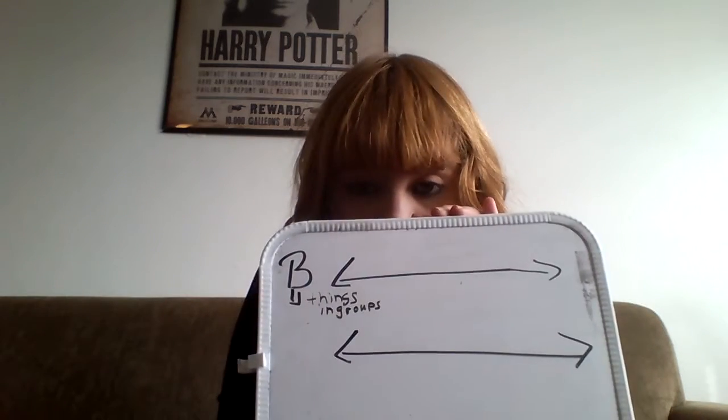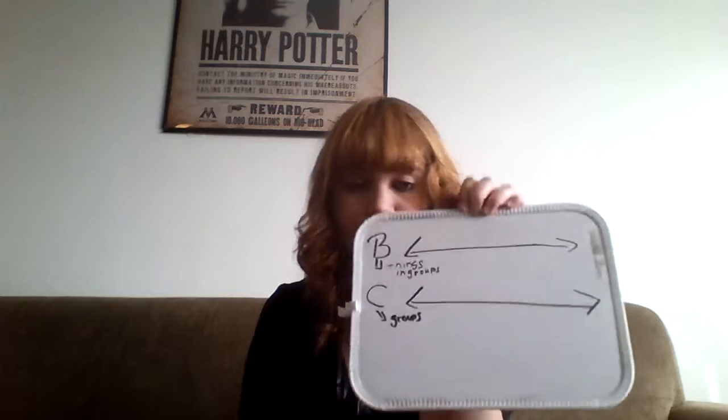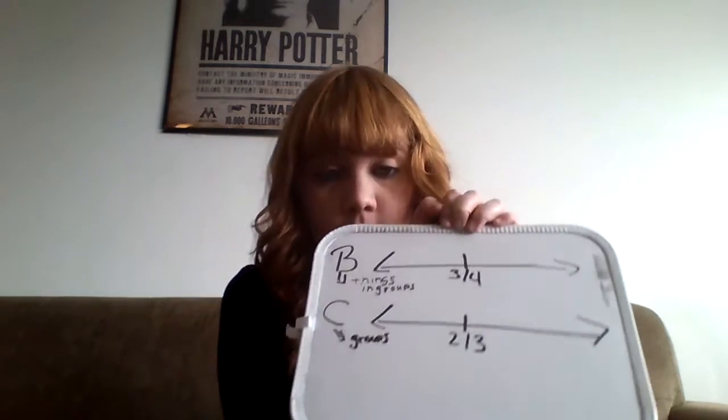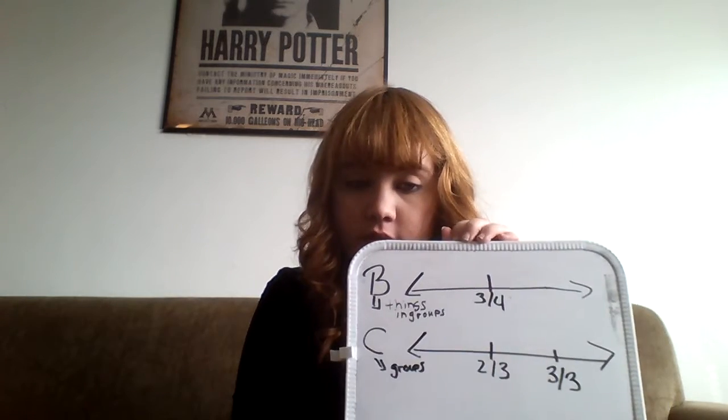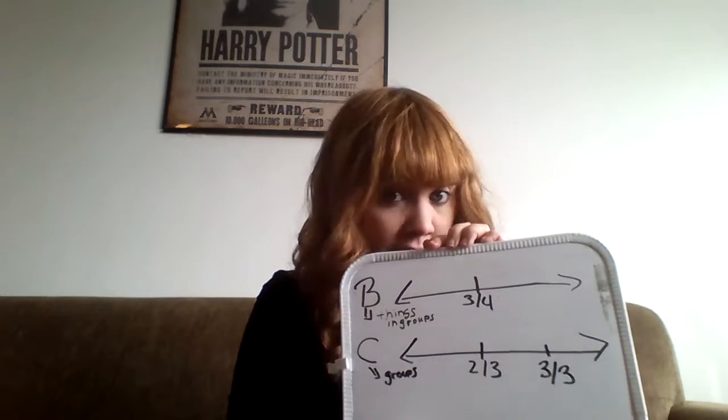Okay, so we have our brownies as our things in groups. And our groups, we said, were our class. So, class is our groups. All right. Now, what we're going to do is we know that it takes 3/4 of a pan of brownies to make enough brownies for 2/3 of our class. All right, now we want to know how many brownies it will take to feed our whole class. So that's 3/3, because 3/3 is the same thing as 1, because 3 divided by 3 is 1.